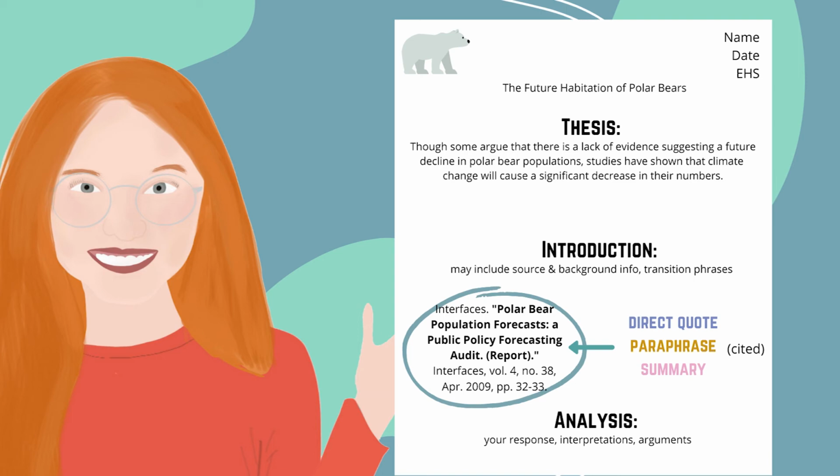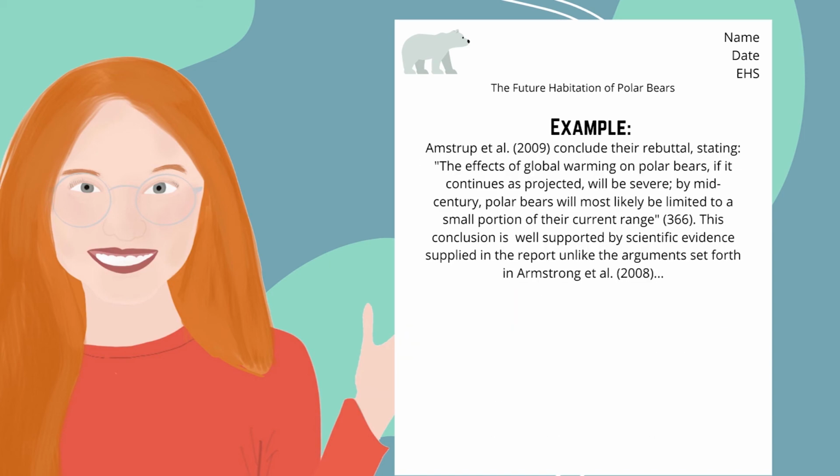Analysis is crucial for a good research paper. It's probably the most important step in this process, so don't forget it. Remember that ideas that you present from outside sources must always relate back to your central thesis in some way. Make sure that you clearly present how these outside ideas relate to your thesis in your analysis. Take a look at these examples.